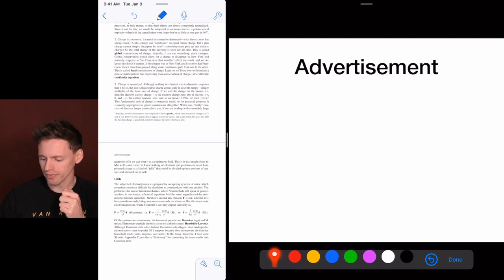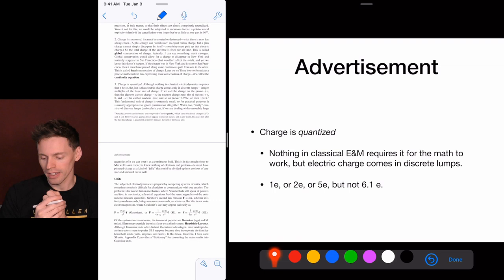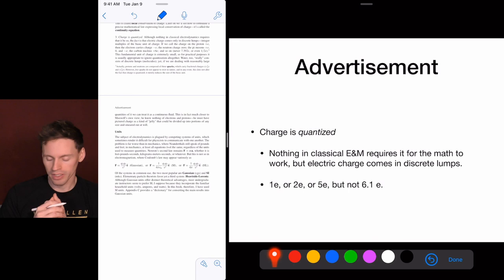So charge is quantized. That's the next property of charge. This means that nothing in classical electromagnetism requires charge to be quantized. The math does not require it, but it is quantized. So, for example, you can have one fundamental charge, 10 fundamental charges, 6, but you cannot have 6.1. Okay, so that's kind of a big deal.